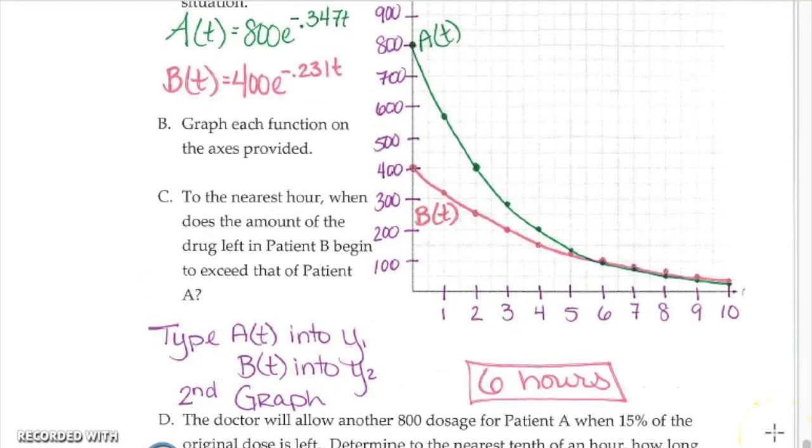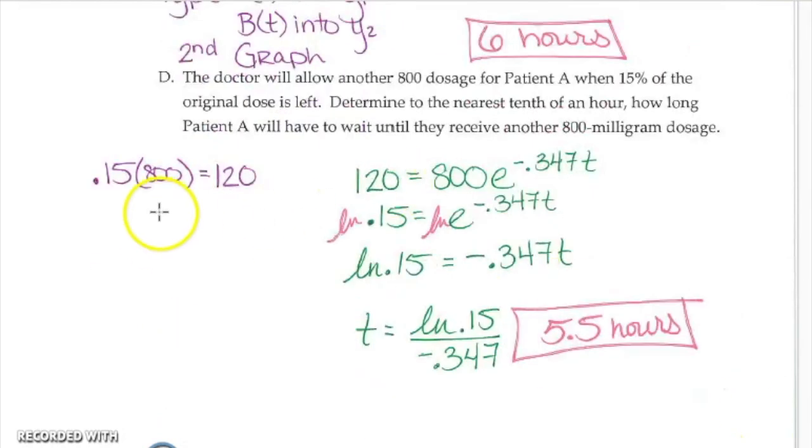All right, and then the last one, the doctor will allow another 800 dosage for patients when 15% of the original dose is left. Determine to the nearest tenth how long they will have to wait until they receive 800 milligrams. So I'm going to set this equal to 15% of 120. Now here you are welcome to just put one side in y1, the other side in y2, and go from there. But let's do this algebraically just to make sure we've got it. So divide both sides by 800, convert to a log, and remember log base E is ln, and then divide by negative 0.347, and that would be 5.5 hours.